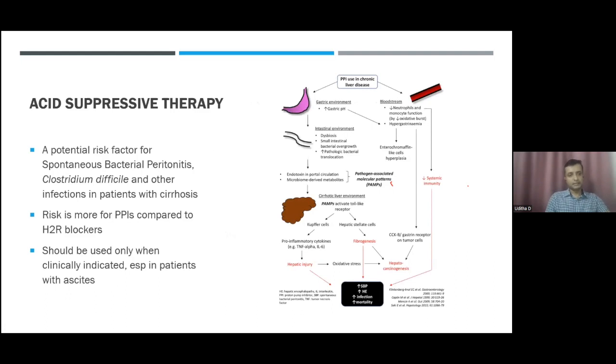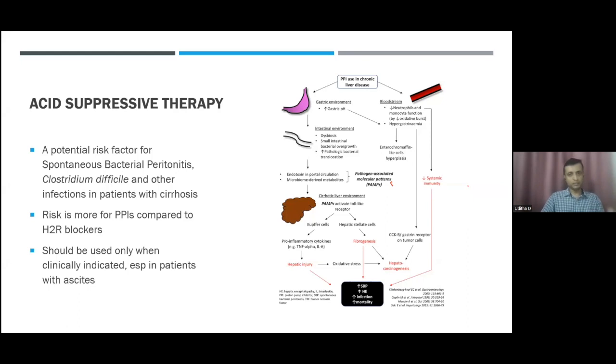And then another very important thing we need to know is about the use of acid suppressive therapy. This is for both proton pump inhibitors and for H2 receptor blockers. Now, acid suppressive therapy, especially PPIs, have been shown to be a potential risk factor for SBP, C. diff, and other infections in patients with cirrhosis. So how this happens is probably a little complicated, but it's probably related to the alteration of the gastric environment, and that causing bacterial overgrowth or dysbiosis inside the intestine.